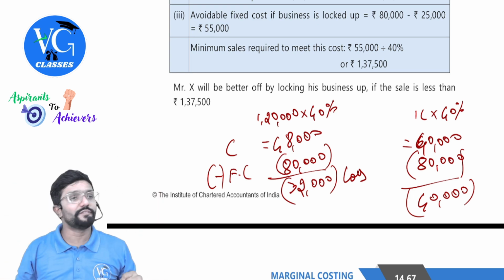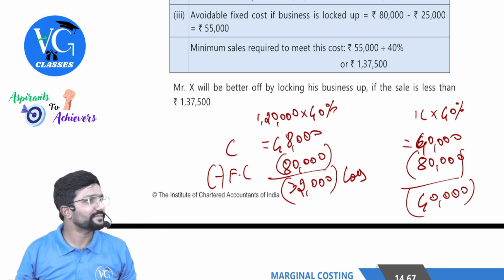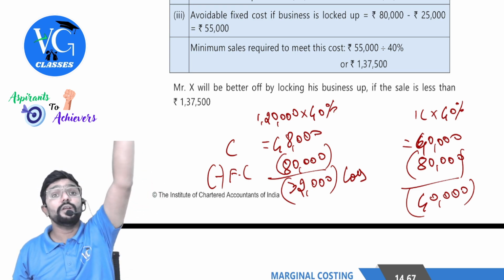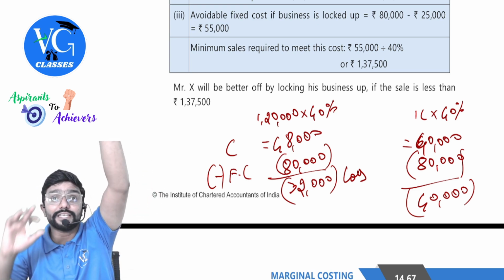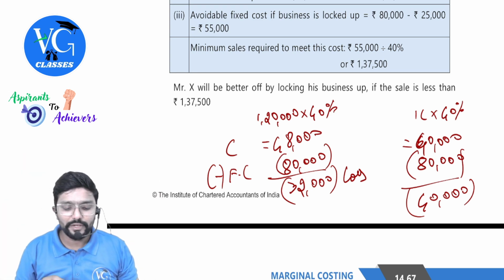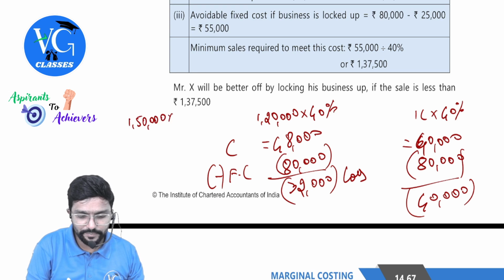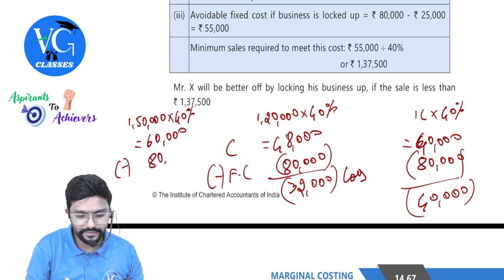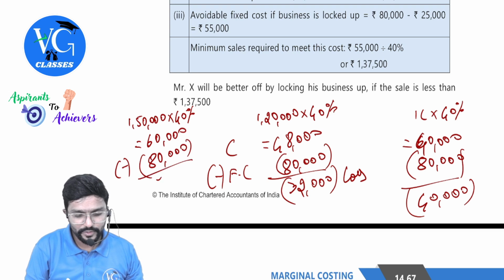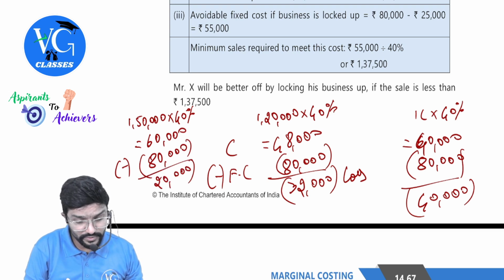Clear? Now let me take 150. So, more than 137,500, less than 2 lakh only. I have not reached the break-even point. Let us assume in between that. Let me take 150, 150 into 40%, 60,000 contribution. Correct? Minus fixed cost 80. 20,000 loss only.